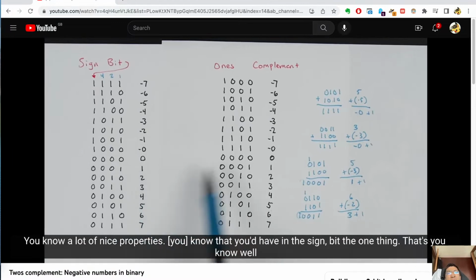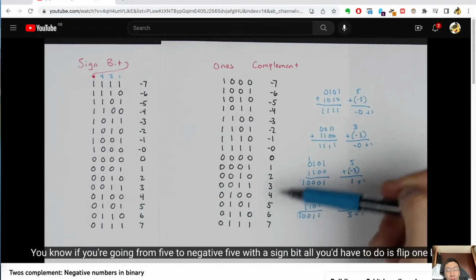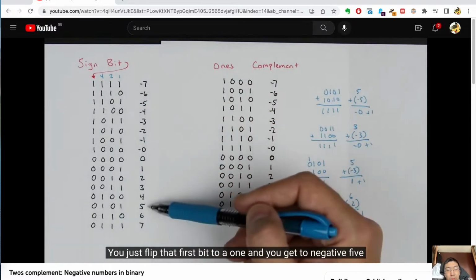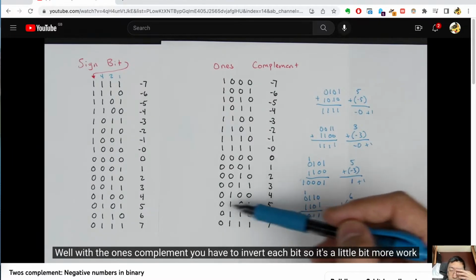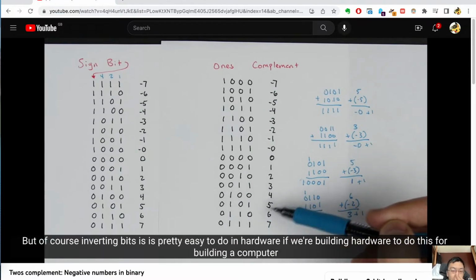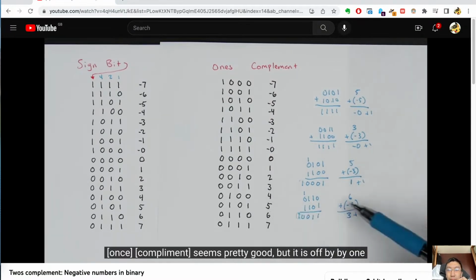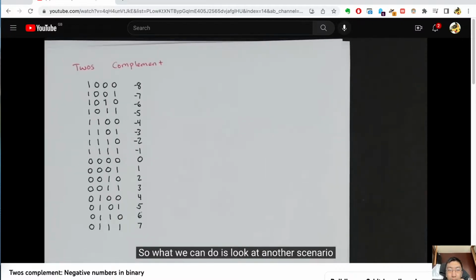The one thing that, well, I guess it's not too bad, is that to negate a number, if you're going from 5 to negative 5 with a sign bit, all you have to do is flip 1 bit. You just flip that first bit to a 1 and you get to negative 5. With the 1's complement, you have to invert each bit. So it's a little bit more work, but of course inverting bits is pretty easy to do in hardware, if we're building hardware to do this, if we're building a computer that's going to be doing some math. So 1's complement seems pretty good, but it is off by 1. So what we can do is look at another scenario, which is 2's complement.